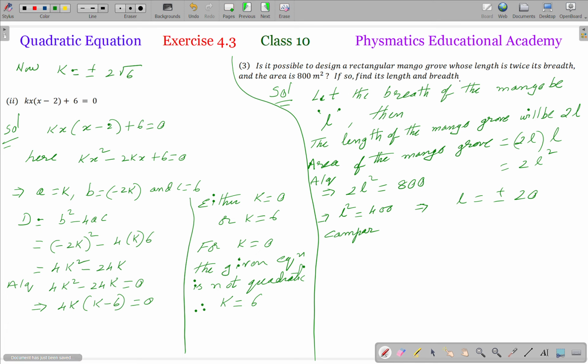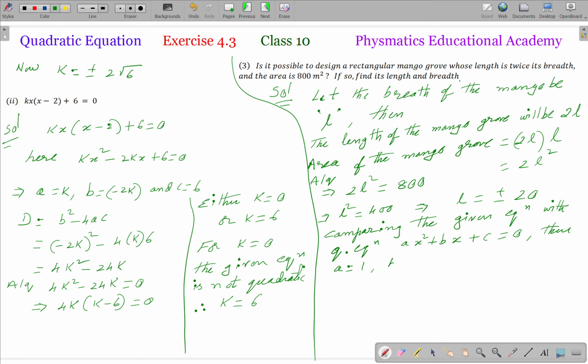Now, comparing the given equation with the quadratic equation ax square plus bx plus c is equal to 0, we get a is equal to 1, b is equal to 0, and c is equal to minus 400, for L square minus 400 is equal to 0.